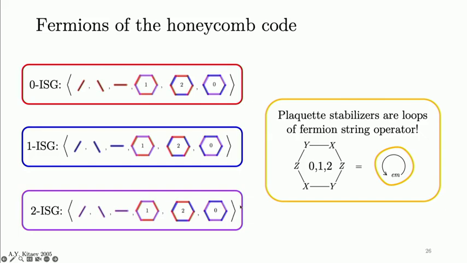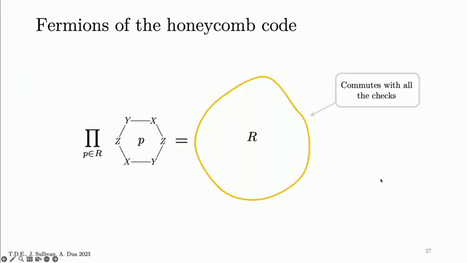Intuitively, these plaquette stabilizers can be interpreted as small loops of emergent fermion string operator. How do we see that? Well, I can take a product of plaquette stabilizers over some large region R. All of the Pauli operators in the bulk of this region cancel, and we're left with a string operator supported on the boundary of R. Now, I already told you that the plaquette stabilizers commute with all the checks, so this long string operator will also commute with all the checks.